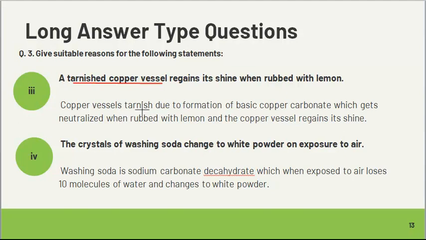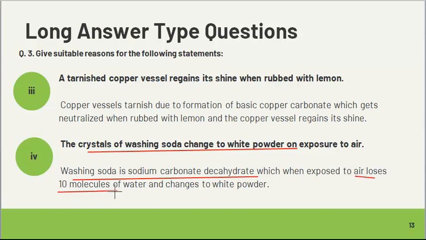So copper vessel tarnish due to formation of basic copper carbonates which get neutralized when rubbed with lemon, and copper vessel regains its shine. Next question is the crystals of washing soda. The crystals of washing soda change to white powder on exposure to air. Washing soda is sodium carbonate decahydrate, and when it is exposed to air, it loses 10 molecules of water and changes to white powder.